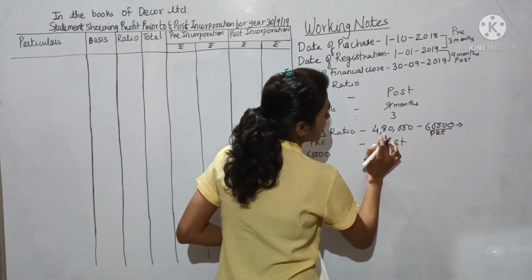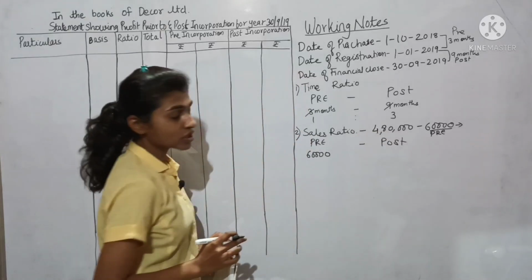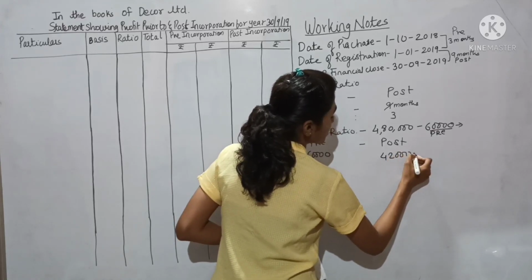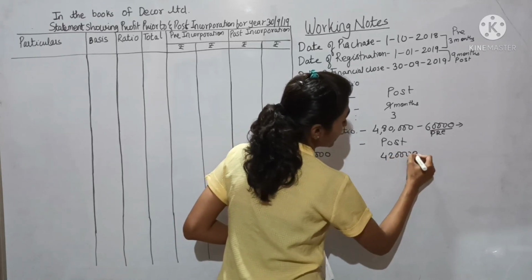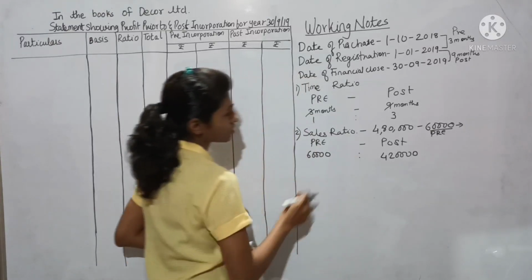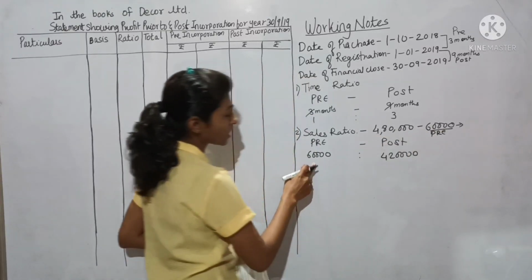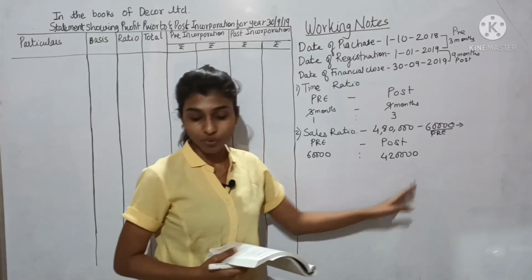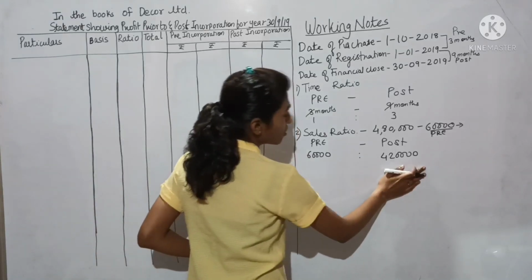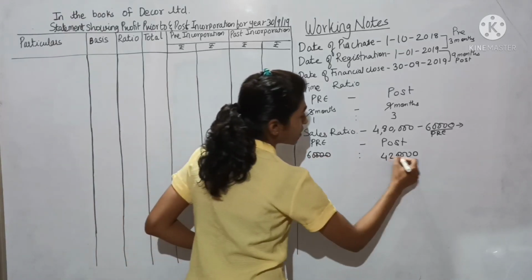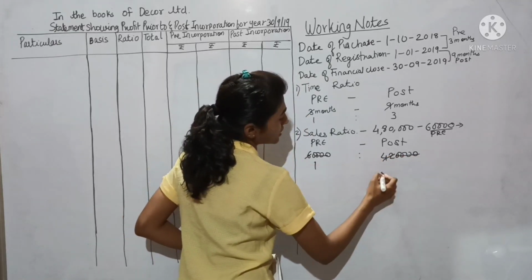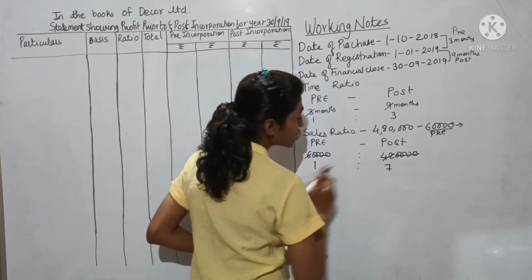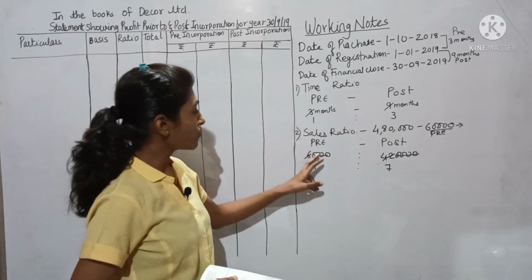And remaining, 4,80,000 minus 60,000, remaining is 4,20,000. Because 60,000 is related to pre-incorporation, the remaining 4,20,000 is related to post-incorporation. So 6 ones are 6, 7 sixes are 42. So sales ratio is 1:7. So we got time ratio, we got sales ratio.